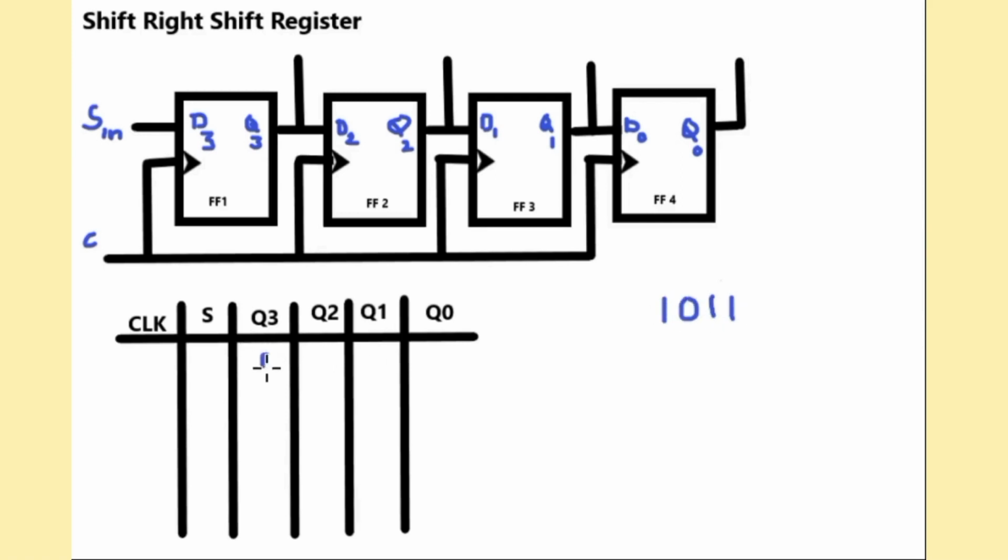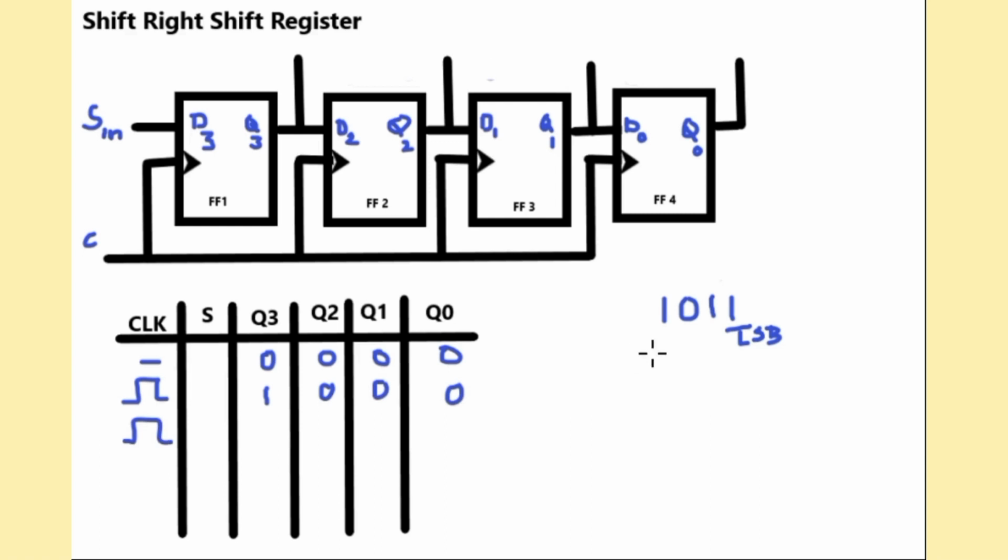To store 1011, the output of all the flip-flops will be 0 initially when no clock pulse is applied. To start with, we'll apply the least significant bit through the serial input. So D3 will be 1, D2 will be 0 since Q3 is 0, D1 will be 0 since Q2 is 0, D0 will be 0 since Q1 is 0. As we know, the output of the D flip-flop will be the same as the input. So during the first clock pulse, the output will be 1, 0, 0 and 0.